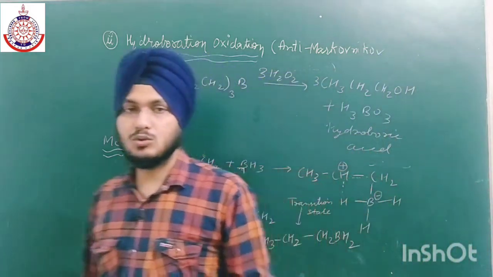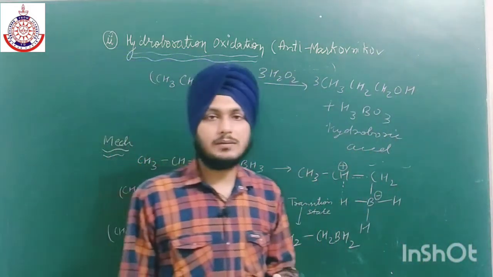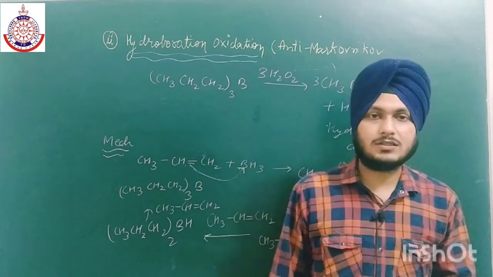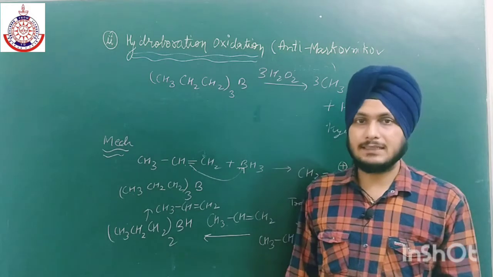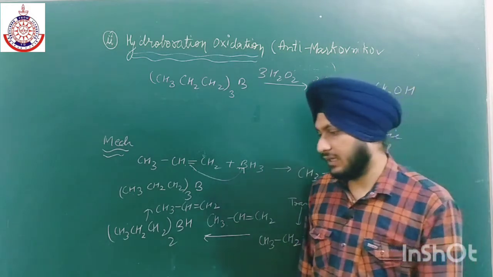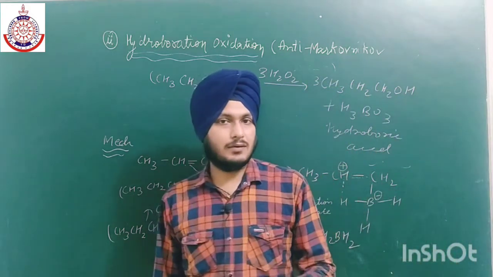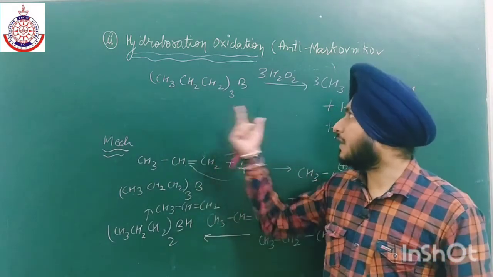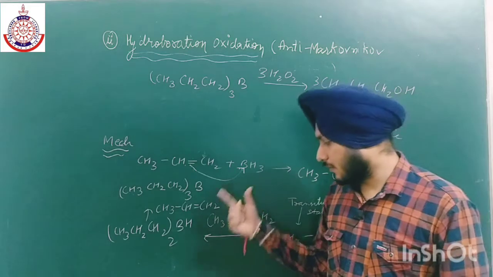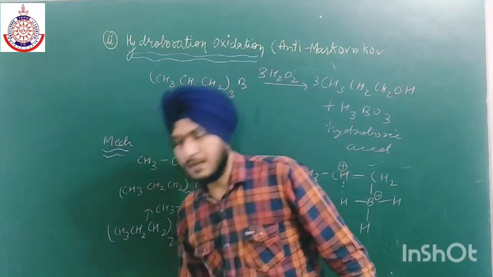So these are the two important methods for preparation of alcohols from hydrocarbons. The first one is hydration. Hydration may be direct or indirect, and we have already discussed the hydronium ion mechanism. Then we have hydroboration oxidation, and we have already discussed the mechanism also.